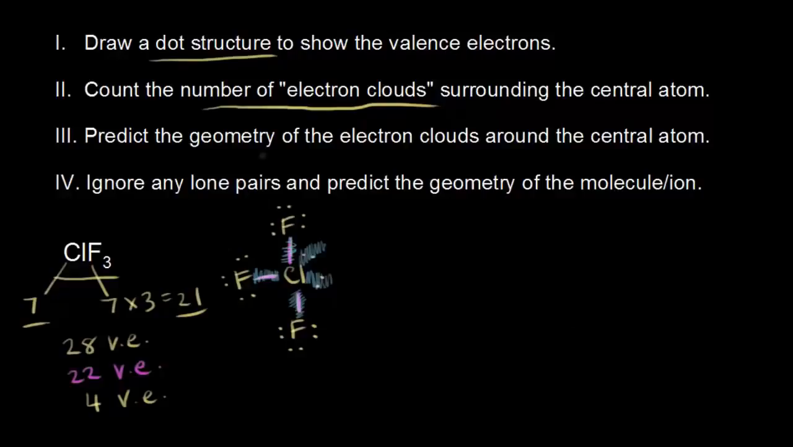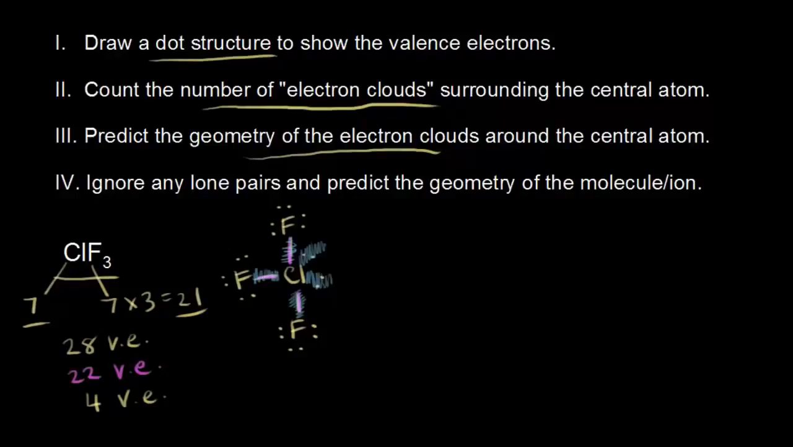In step 3, you predict the geometry of those electron clouds around your central atom. And in the previous video, we used VSEPR theory to talk about why 5 electron clouds are going to form a trigonal bipyramidal geometry. So they're going to repel each other as much as they possibly can. Turns out that's a trigonal bipyramidal geometry here. So our electron clouds are going to be in the same geometry here.